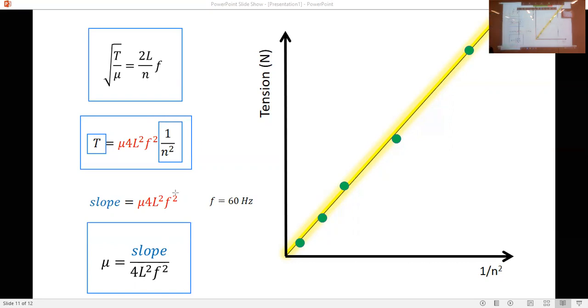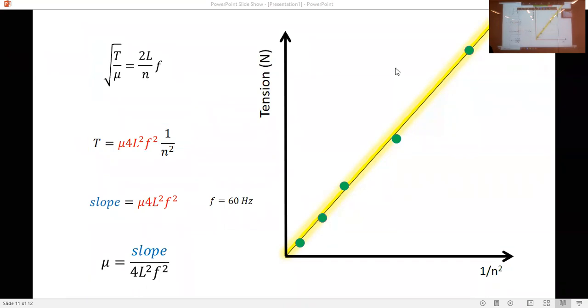Again, you're graphing one variable, tension, as a function of 1 over n squared. Find the slope and plug the slope into this equation. That will give you mu. And again, as you do the data, if you forget this, you can come back to this presentation, and that has the equation. All right, let's erase everything and go on to the second experiment.